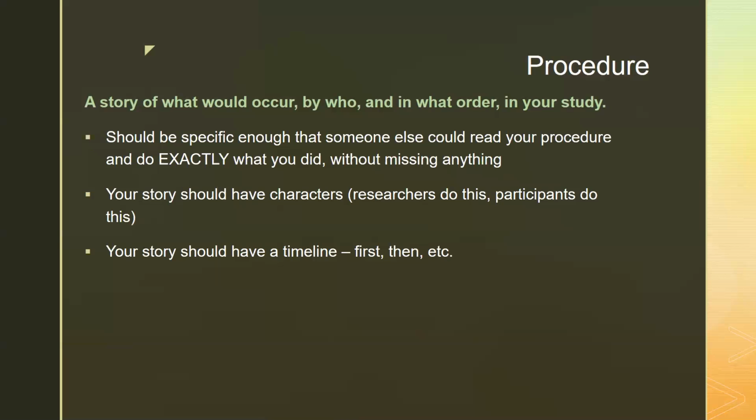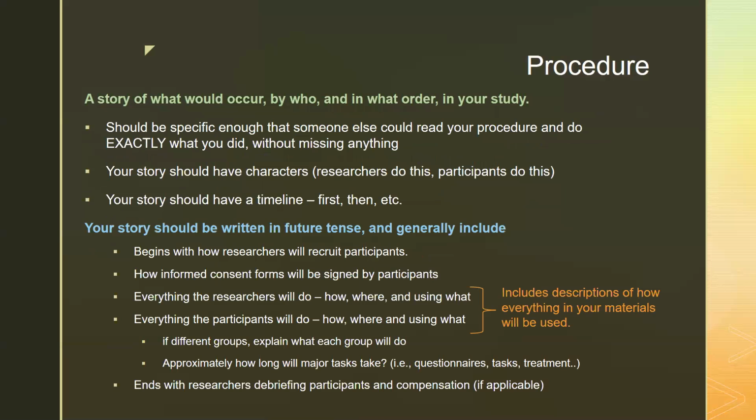Now, the story that you end up with is going to have characters. Again, you're explaining what the researchers do and what the participants do. And it's going to have a timeline so that you're not describing things in random order. If you described a recipe in a random order, no one would ever know how to cook it and get the same result, right? So it needs to have a beginning, a middle, and an end. Just like the materials section, it's written in future tense. And so here is the specific content that we need to make sure that you have in there.